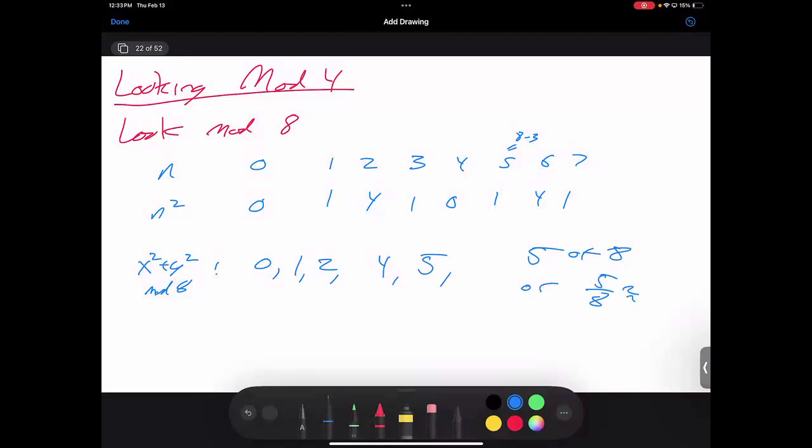5/8, which is approximately what? 62.5%? Now that's better. So we've now shown that it's not going to be as much as 75%. We're going to get at most 62.5%. So we know we have to be missing a lot more than just the numbers that are 3 mod 4. So my question is, what's the best modulus to use?